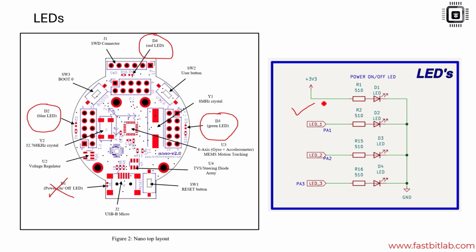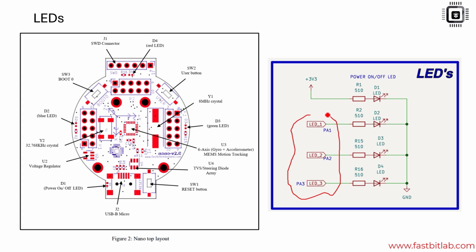This is a schematic of the LEDs which describes how these LEDs are connected to the microcontroller pins. As you can see here, the positive terminal of the D2 LED is connected to GPIO port A, pin number 1 of the microcontroller. Similarly, the D3 LED is connected to GPIO port A, pin number 2, and this is GPIO A, pin number 3. Now we have to configure all these microcontroller pins in GPIO output mode.